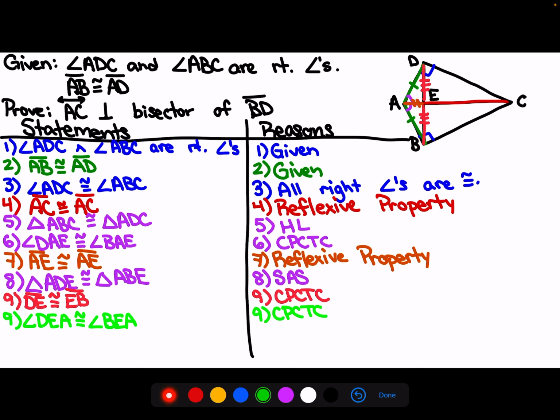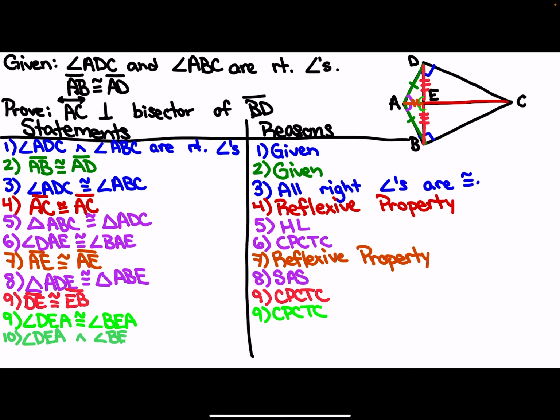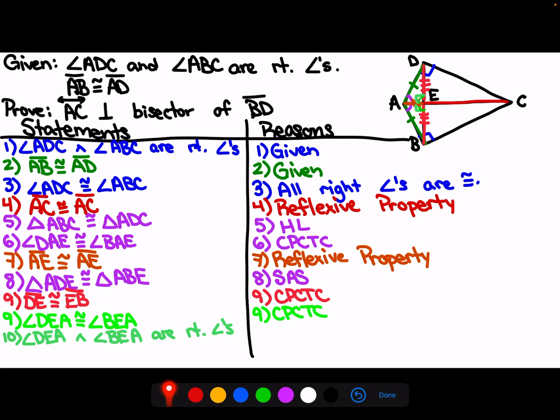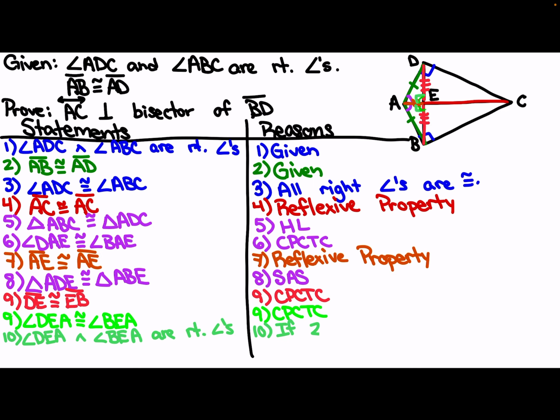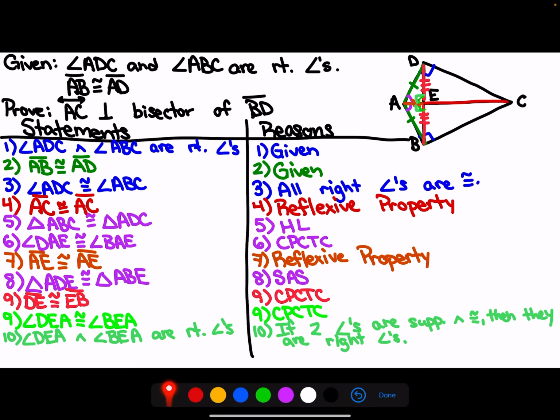From this point, if the angles are both congruent, and I can see that they're supplementary, they form a straight line, I can say that angle DEA and angle BEA are right angles. Again, that goes back to them being both congruent and supplementary. So if two angles are both congruent and supplementary, then they are right angles. Lastly, we see that it's being bisected, it's being cut in half, and it's perpendicular. It's intersecting at 90 degrees.